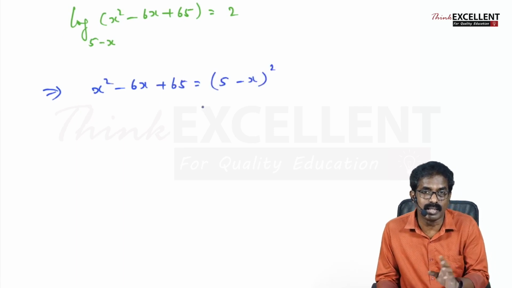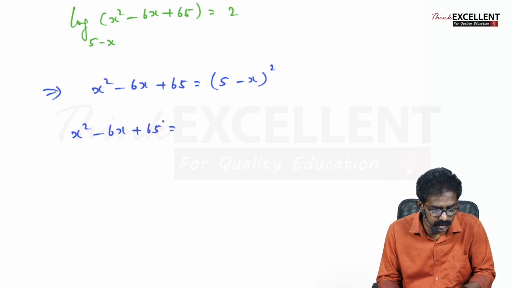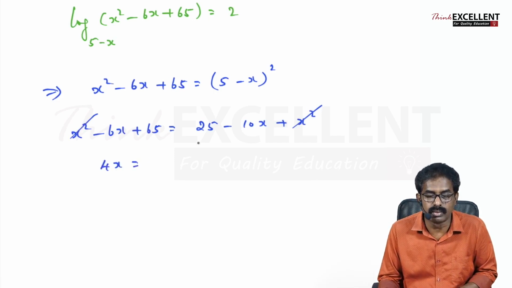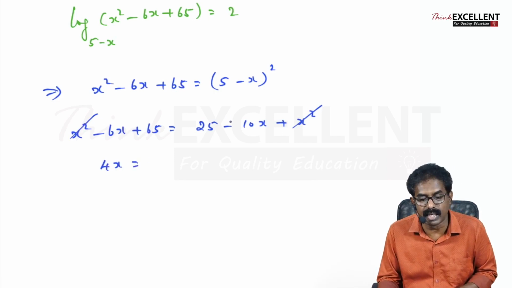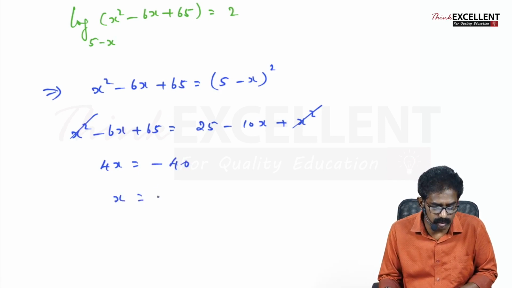So this is very important, the theory part, converting. So x square minus 6x plus 65 is equal to, you square this one, a minus b the whole square: a square minus 2ab plus b square. Cancel x square on both sides. Group x terms. Bring that minus 10x to the left side. So 10x minus 6x, 4x equal to 65 goes there. So it's 25 minus 65, you are getting minus 40. So x is equal to minus 10, right?